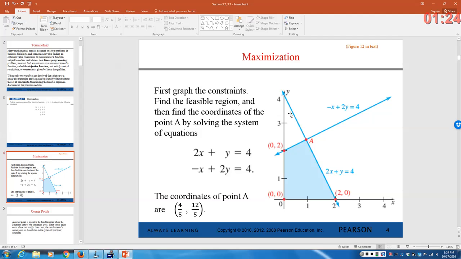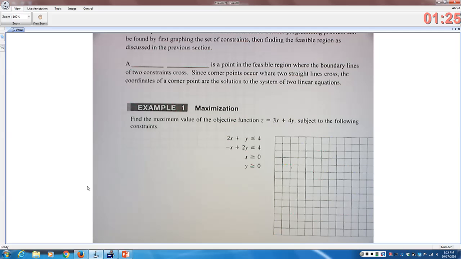So as it turns out, the feasible region is this blue region in here. And the feasible region is actually bounded by the point (0, 2), which is the y-intercept of negative x plus 2y equals 4, and by (2, 0), the x-intercept of 2x plus y equals 4. The only point we don't have is point A. Now there's two ways to get point A. And since point A is what I'm looking for, I'm going to switch over here and show you both the ways to get point A.